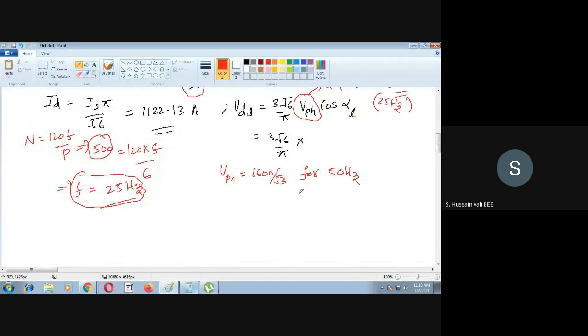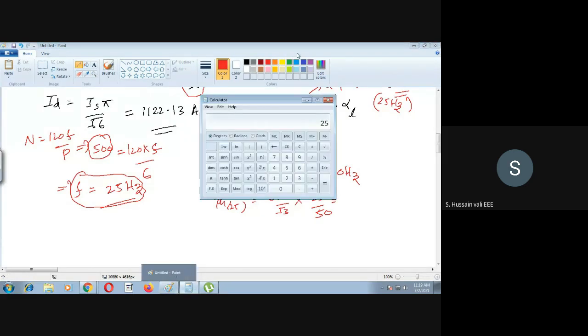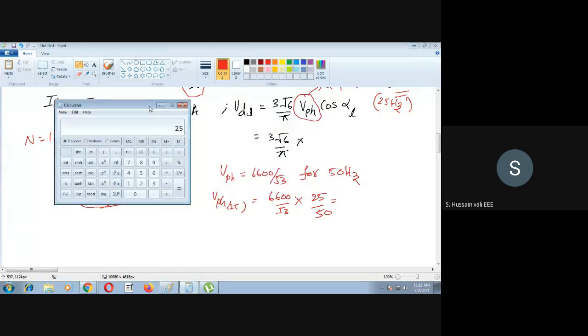Then what is for 25 hertz? How do you find out the V phase for 25 hertz? Simple thing. I hope you can do like this: 6600 by root 3. They are directly related, so multiply by 25 by 50. So this is the V phase 25. That V phase we'll put here. Okay. So I hope you understand why we are doing all these things, because the frequency is different. Your voltage depends upon the frequency. Why is frequency different? Because the speed is different. Speed is not the rated value.